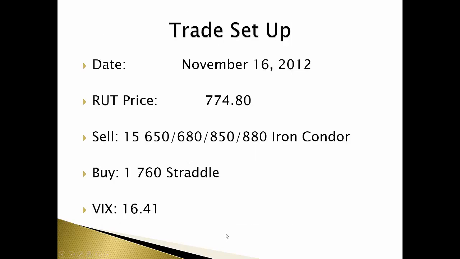So here is our first example. November 16th, 2012, Russell price at $774.80. We find our 10 delta shorts, find they're at 680 and 850. We buy our 30-point wings. We buy a straddle below the market, in this case 14 points. It's between 10 and 20. I also take note of the VIX number, 16.41. Again, I don't want to trade this if VIX is over 35.